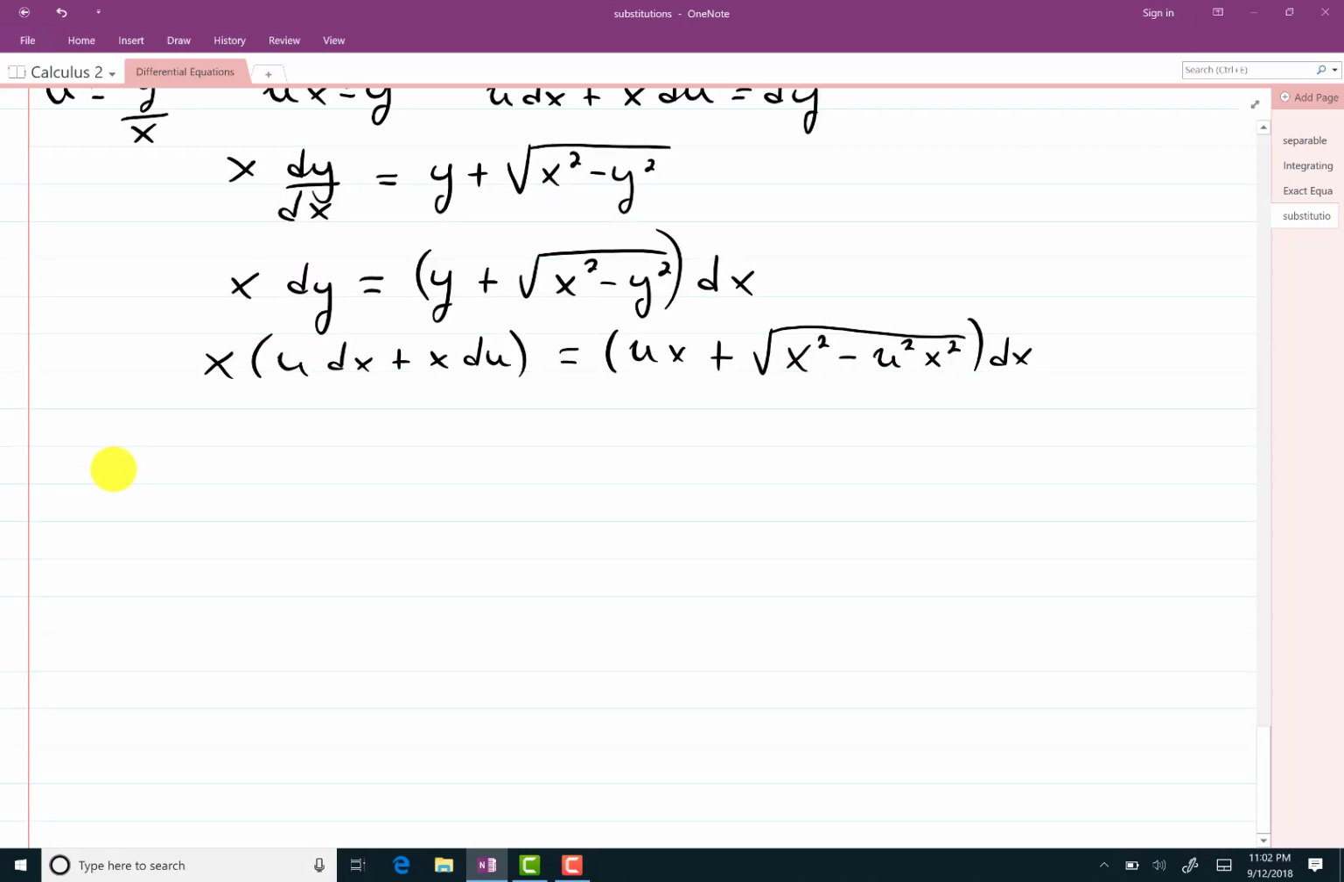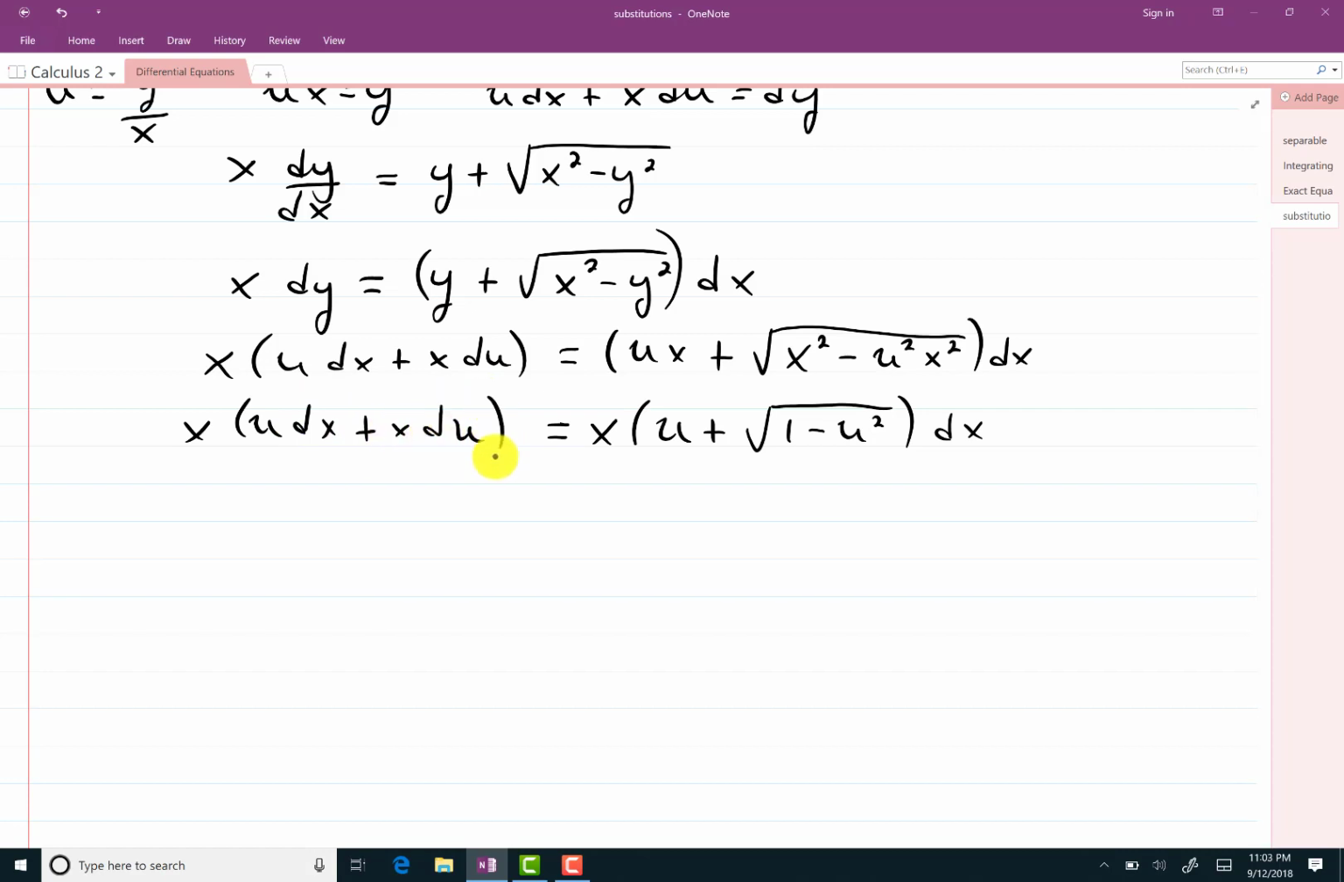So I guess it's not a bad idea when you can do it. Take any opportunity you can to make things simpler for yourself. I can factor out an x out of this square root. Since it's positive, it comes out. And out of the right side, I can have x times u plus the square root of 1 minus u squared dx equals x times u dx plus x du. Cancel out the x's.